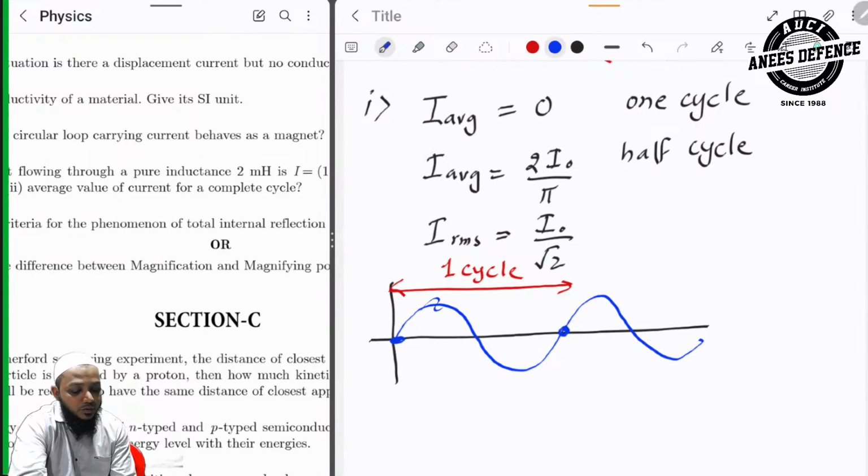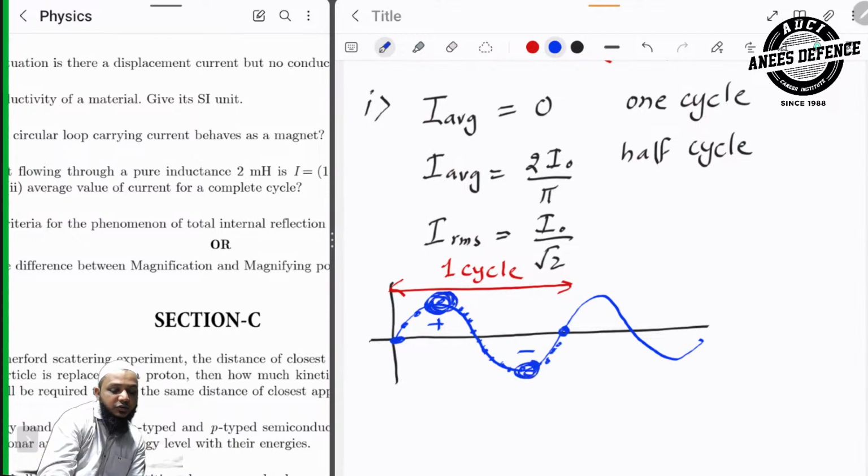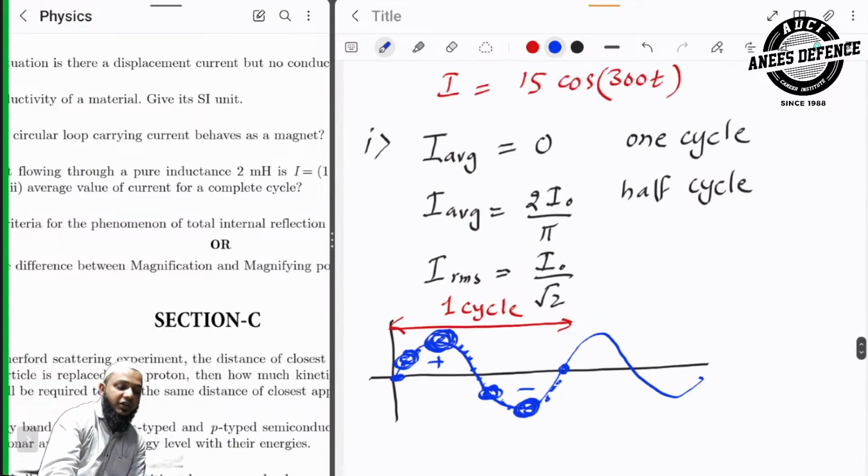average over one cycle, what I have to do? I have to add all the currents. How to take average of something? Add everything divided by total, correct? So in adding every current like this, I will cancel the positive half cycle and negative half cycle completely, because this value will be cancelled by this value, and this value will be cancelled by this value. So everything will be cancelled when we add it for one cycle. So therefore its average value for one cycle is always 0.